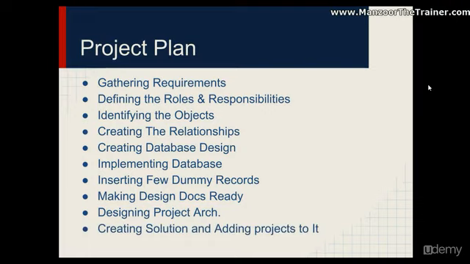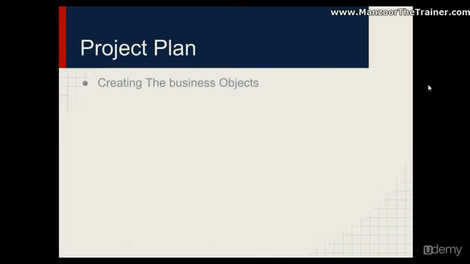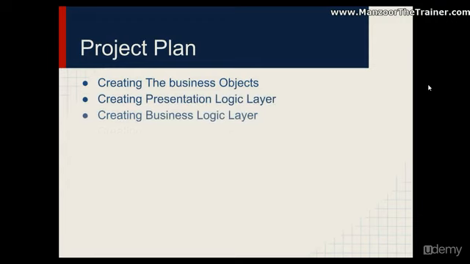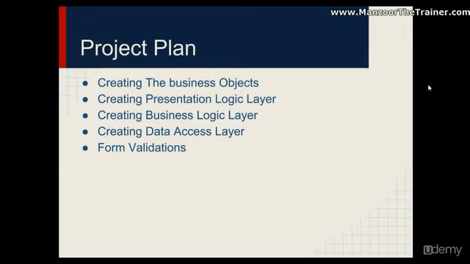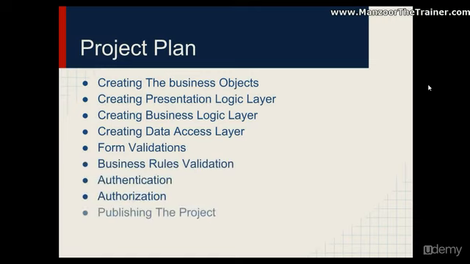Then we'll go for creating a solution and adding projects to it. Then we'll go for creating business objects, presentation layer, business logic layer, data access layer. Then we'll see form validations. Then we'll add business rule validations. Then we'll go for authentication. Then go for authorization. Then we'll publish this project and finally bring it live.